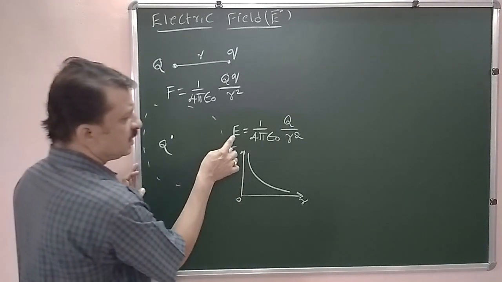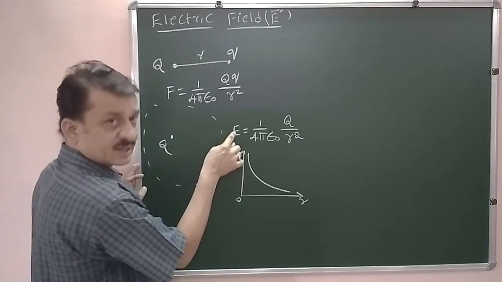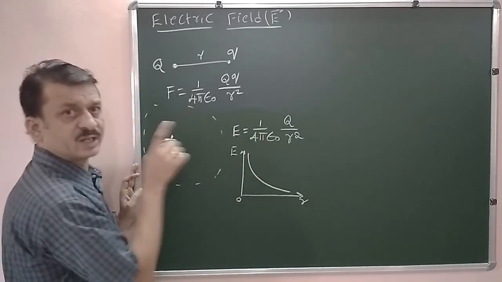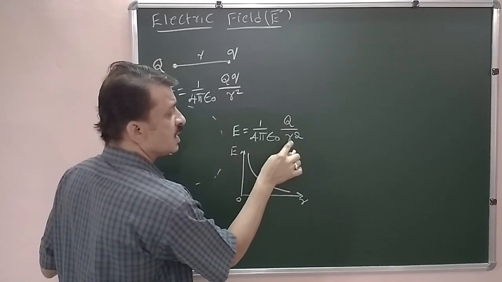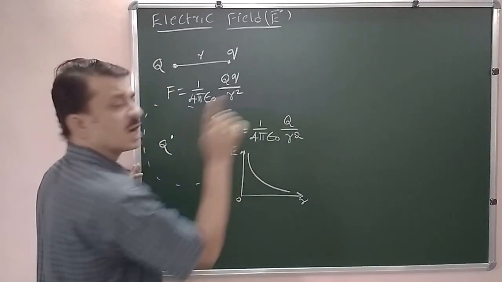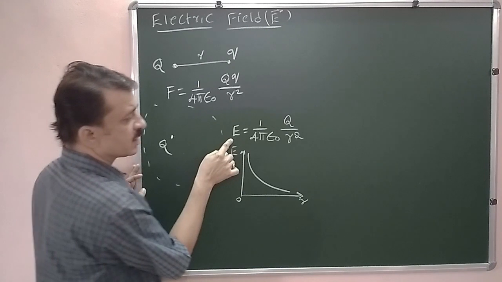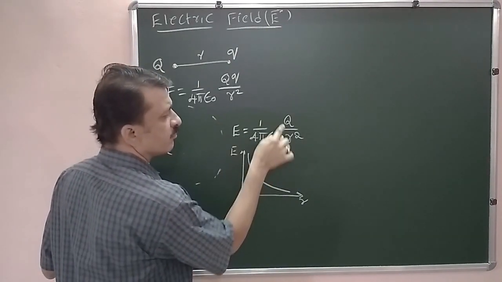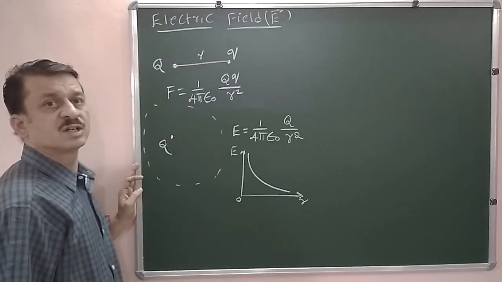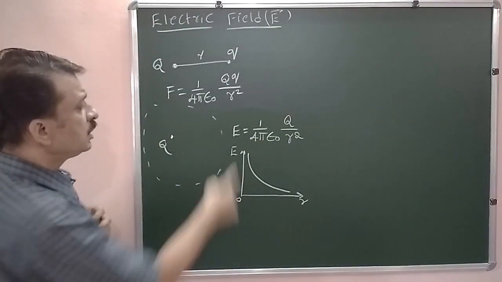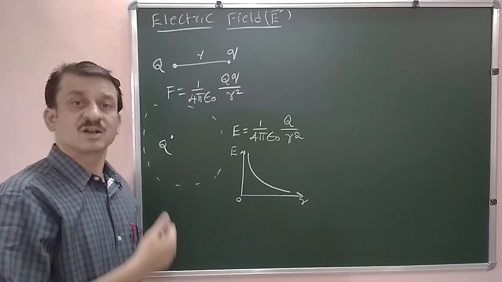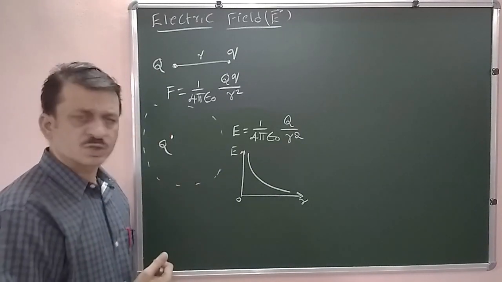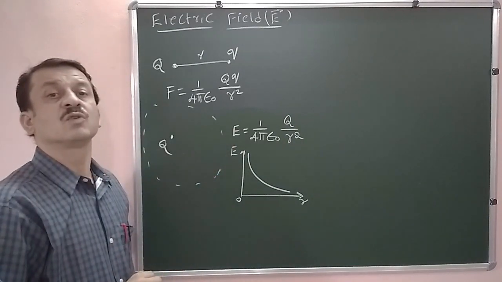Now this is the strength, or magnitude, of the electric field at a point at a distance r from the charge. Magnitude of the electric field at a point at a distance r from the charge capital Q. This electric field is also a vector quantity, similar to the electrostatic force. It is a vector quantity.